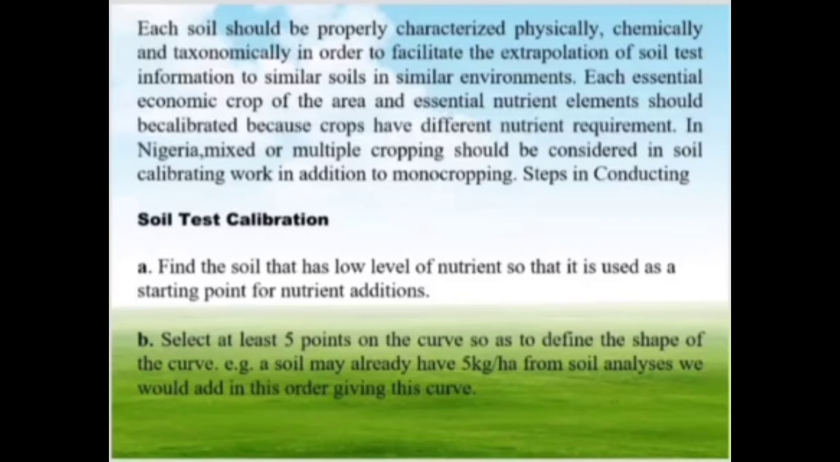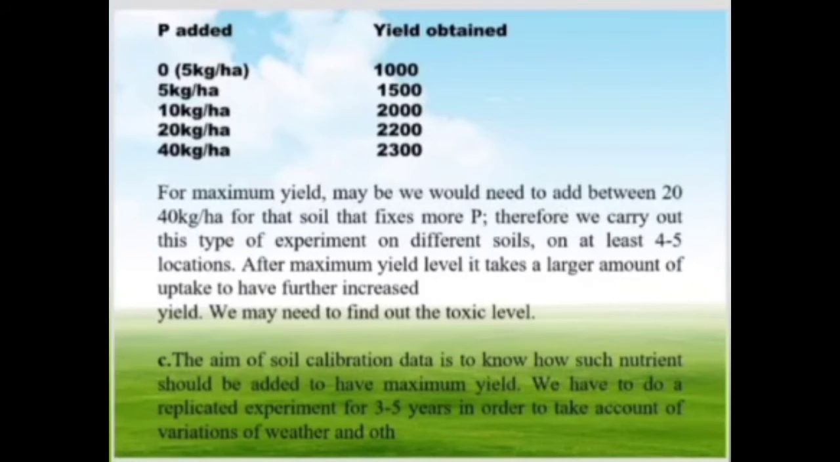Steps in conducting soil test calibration. A. Find a soil that has low level nutrients so that it is used as the starting point of nutrient additions. B. Select at least 5 points of curves so as to define the shape of the curve. A soil may already have 5 kg per hectare. From soil analysis, we would add in this order, giving this curve: P added and yield obtained.